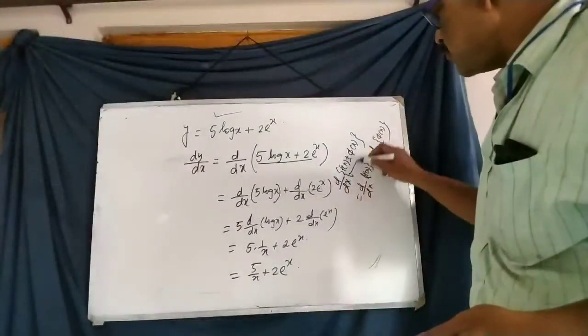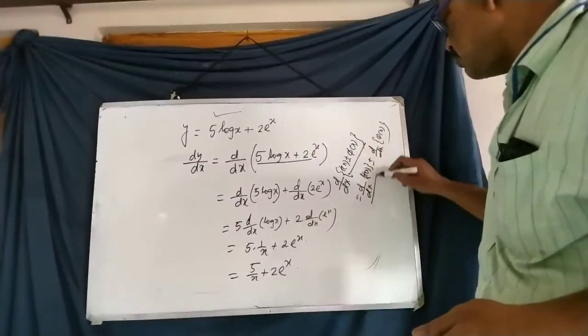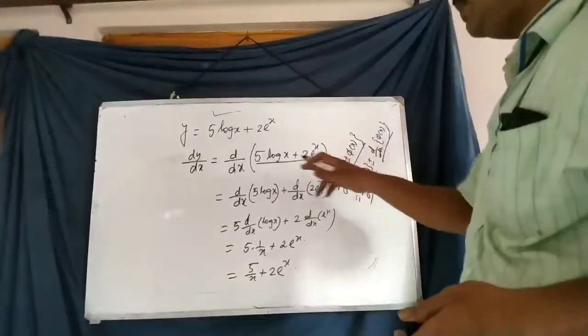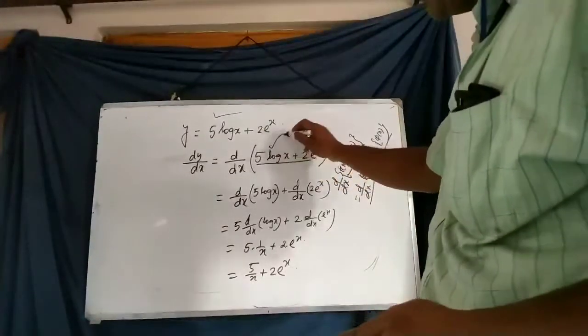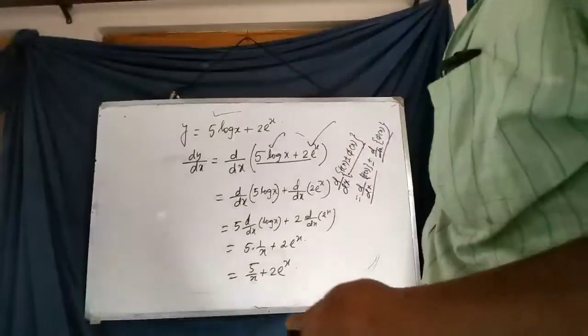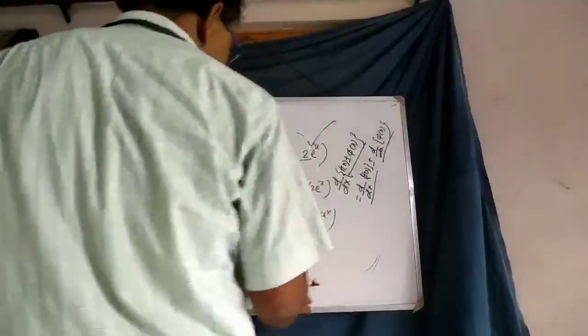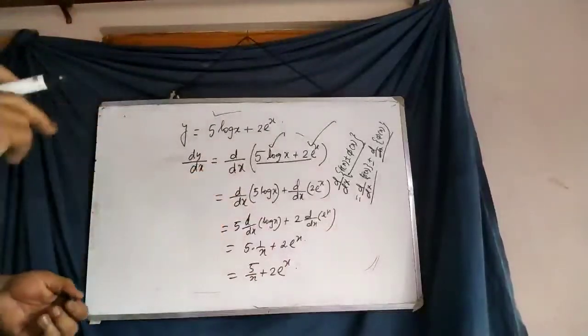d/dx of f(x) plus minus phi(x) is d/dx of f(x) plus minus d/dx of phi(x). Here this is f(x) and that function is phi(x). So we will get the answer of the problem by applying the rules.